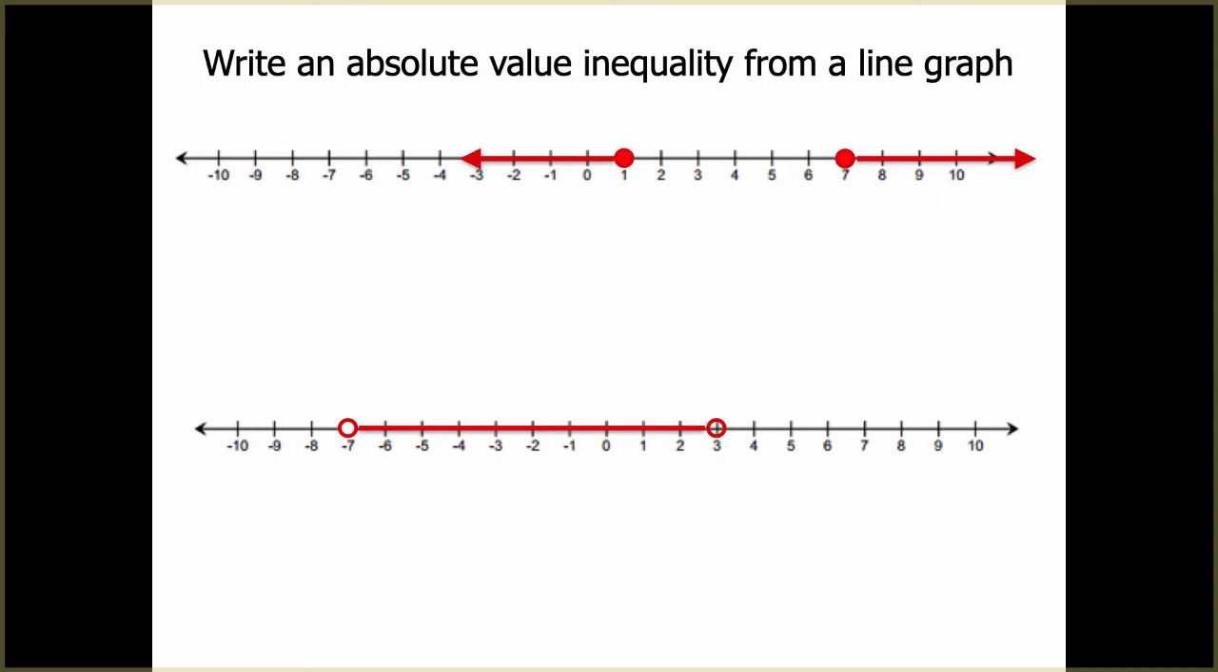To write an absolute value, we need to figure out where our middle point is, and we need to figure out how far away from the midpoint we are. So the first thing I'm going to do is find the midpoint of the graph. And to find the midpoint, it's actually pretty simple. You take the two endpoints here, 1 and 7, you add them together and divide by 2. So we get 8 divided by 2, which is 4. That is my middle point.